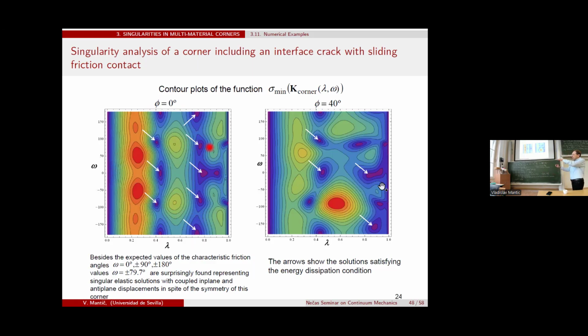Okay, so basically we have a laminate, then we have adhesive, and this laminate can be rotated. So we consider two cases with phi equal to 0 or phi equal to 40.